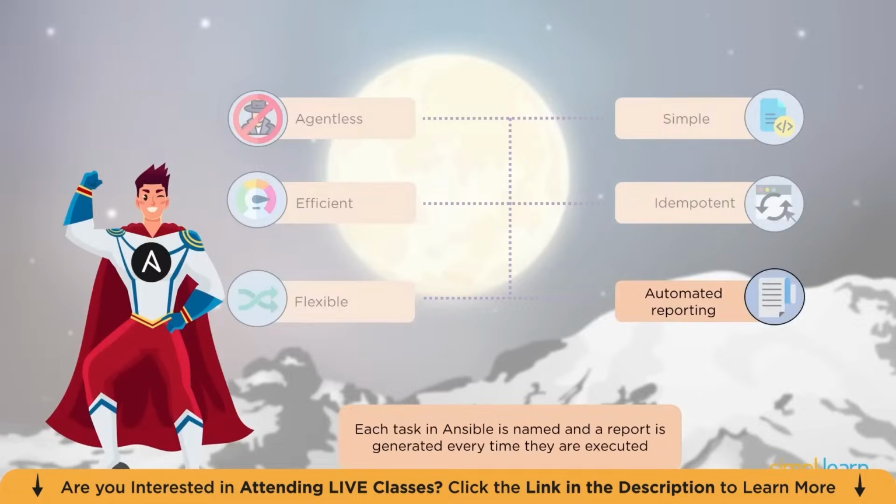And finally, we have automated reporting. So in case of Ansible, your playbook has a number of tasks and all these tasks are named. So whenever you run or execute your playbook, it gives a report on which tasks ran successfully, which failed, which clients were not reachable, and so on. All this information is very crucial when you're dealing with a very large infrastructure.